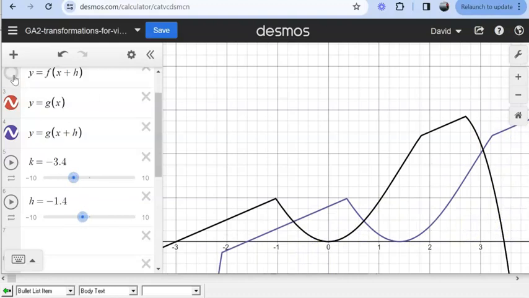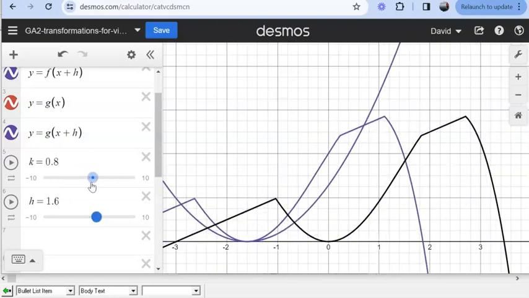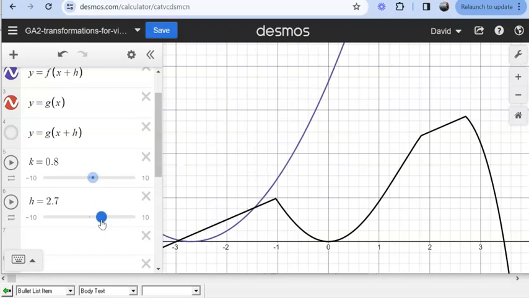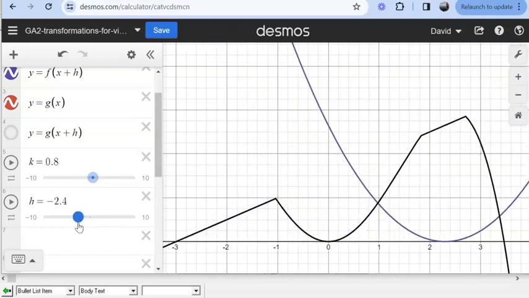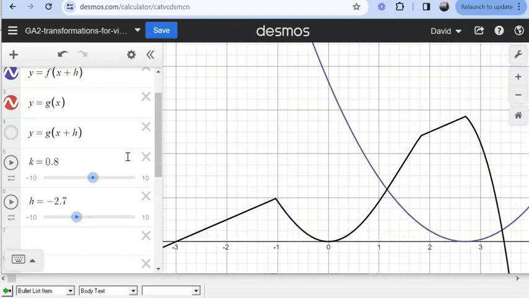Similarly, if I look at the parabola, again, if H is positive, I shift to the left, and if H is negative, I shift it to the right. Okay, that's a good place to stop.